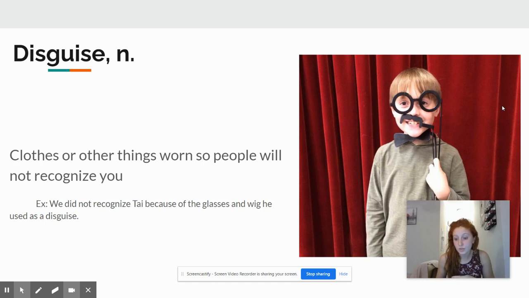A way that we could use the word disguise in a sentence is we did not recognize Ty because of the glasses and wig he used as a disguise. Okay, so remember, disguise is clothes or other things that you wear so that people don't recognize you.